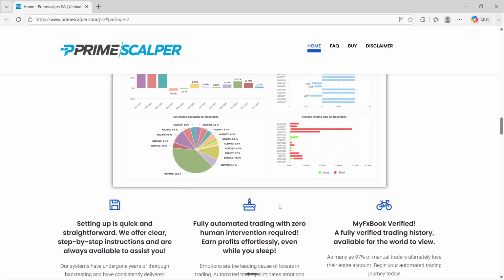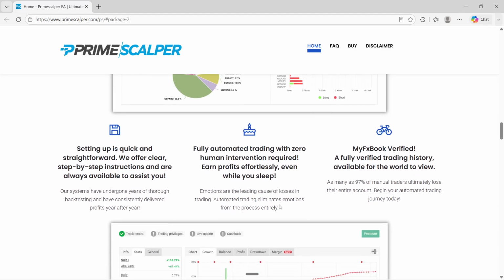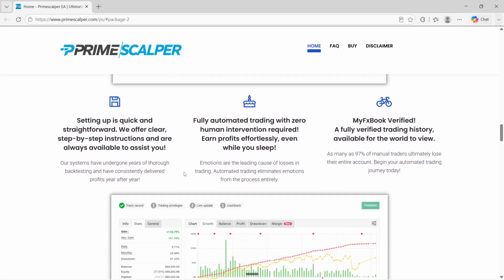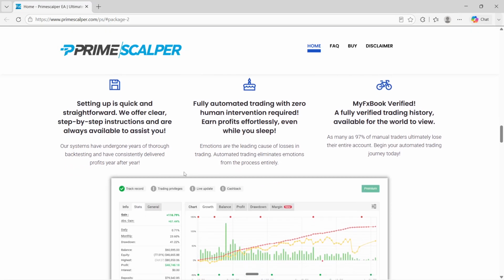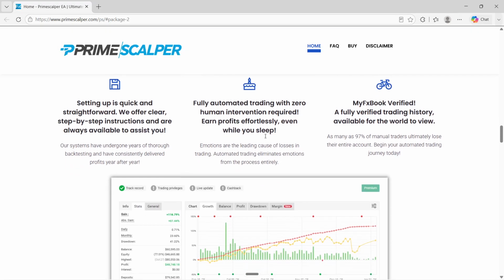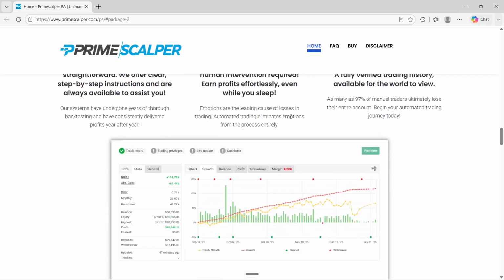All right, so we have some screenshots here, and they claim setting up is quick and straightforward. They offer clear step-by-step instructions and are always available to assist. It's fully automated trading with zero human intervention required, which means you don't need to do anything, just install it and let it play out.